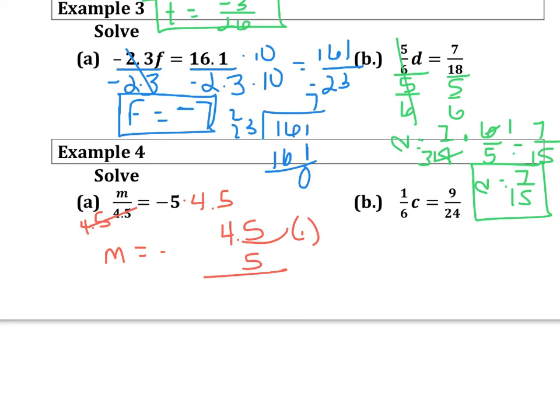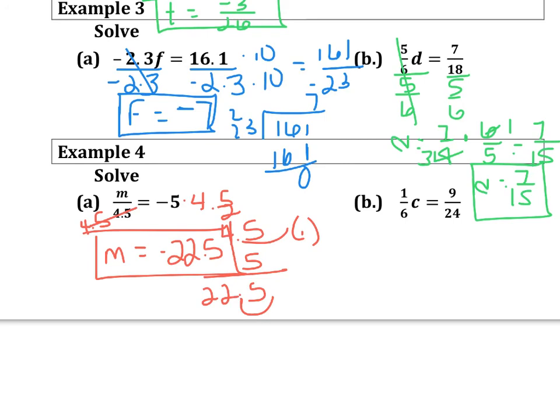So 5 times 5 is 25, carry the 2, 5 times 4 is 20, with 2 added on is 22. Then we move our decimal back in one place, which will make our final answer, M is equal to negative 22.5.